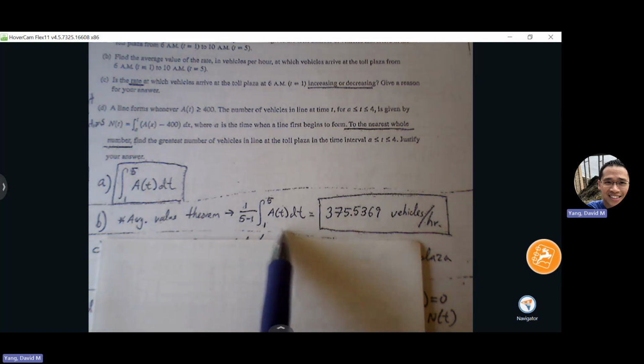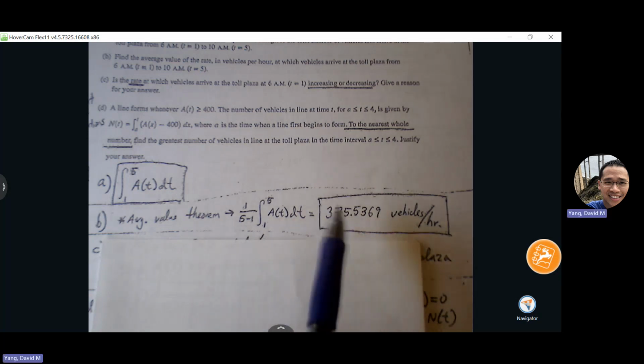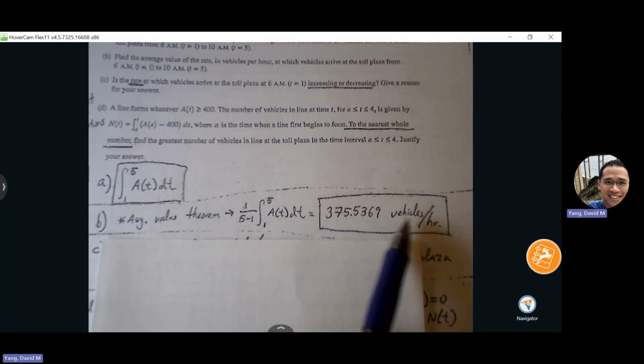Insert that into your calculator, math 9, and the average value. So it'll be vehicles per hour. It'll stay as vehicles per hour.